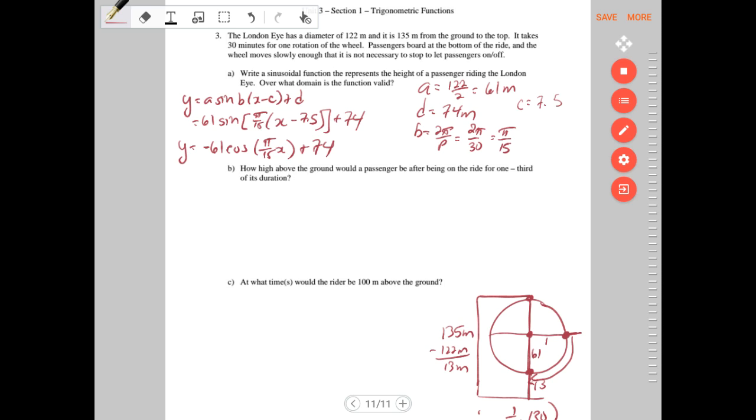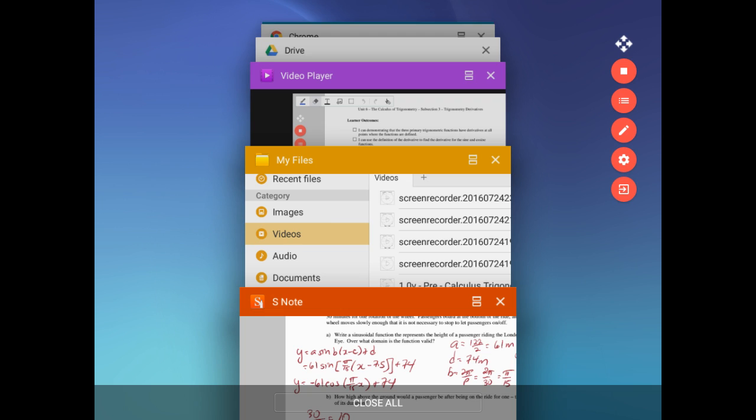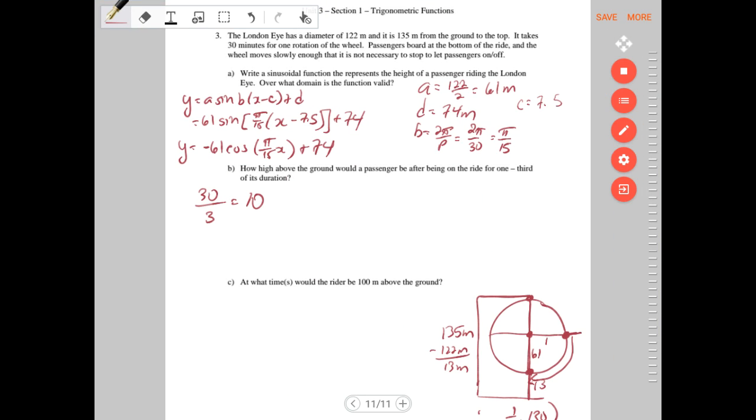How high above the ground would a passenger be after riding on the ride for 1/3 of its duration? Well, if its duration is 30 minutes, and 1/3 of that, we're looking for how high above the ground it would be at 10 minutes. Now, since you have hopefully put this into your calculator already, if not, pause the video and then graph it up. And what we're going to do is figure out when x equals 10 on your graph.